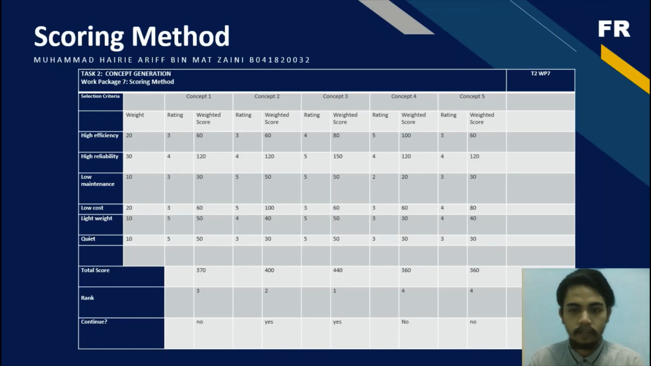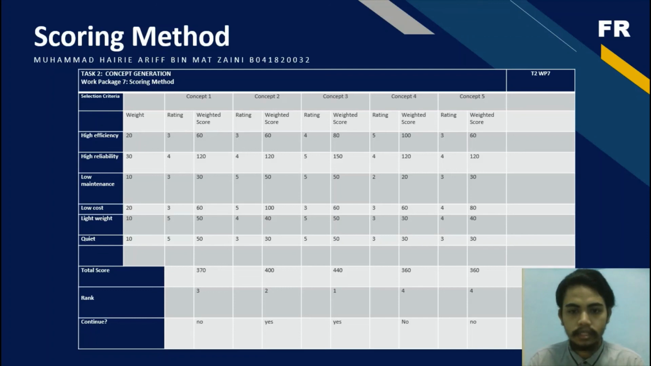For the last part of this presentation, I will present about the weighted scoring method. We give a weight factor on this criteria selection by using the weighting factor. We put 30% for high reliability, 20% for high efficiency and low cost, 10% for low maintenance, lightweight and quiet. We analyze all the concepts by giving a rating in each criteria selection.